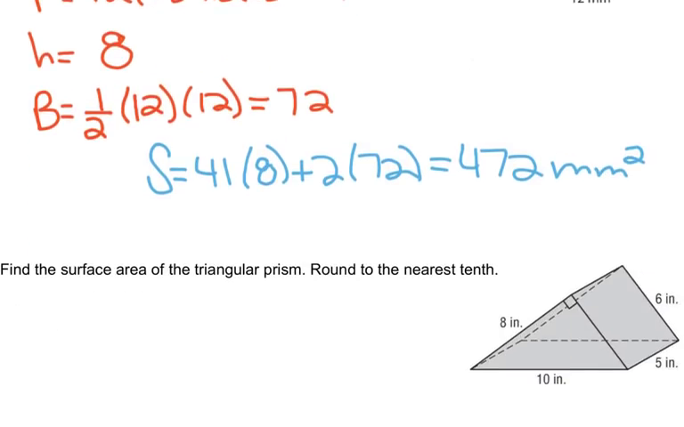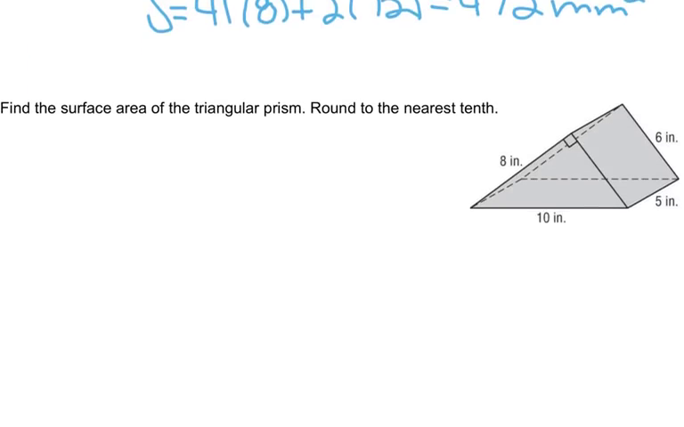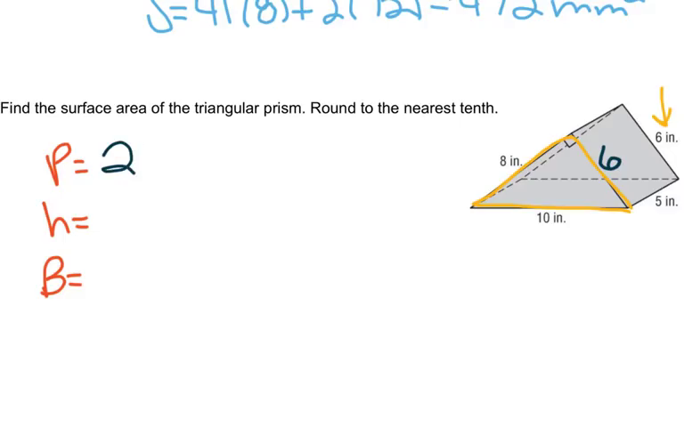Alright, let's do one more. Again, we have a triangular prism. Find the surface area of the triangular prism. So we need perimeter, we need height, and we need base area. Well, for the perimeter, you're given here 8 and you're given 10. So the question is, what's this other side? Well, it does give us this 6 in the back. And even if they didn't give us that 6, we could do the Pythagorean theorem, or we could realize that this is a Pythagorean triple, 6, 8, 10, which reduces to a 3, 4, 5 triangle. So our perimeter now is 6 plus 8 plus 10, which gives us 24.